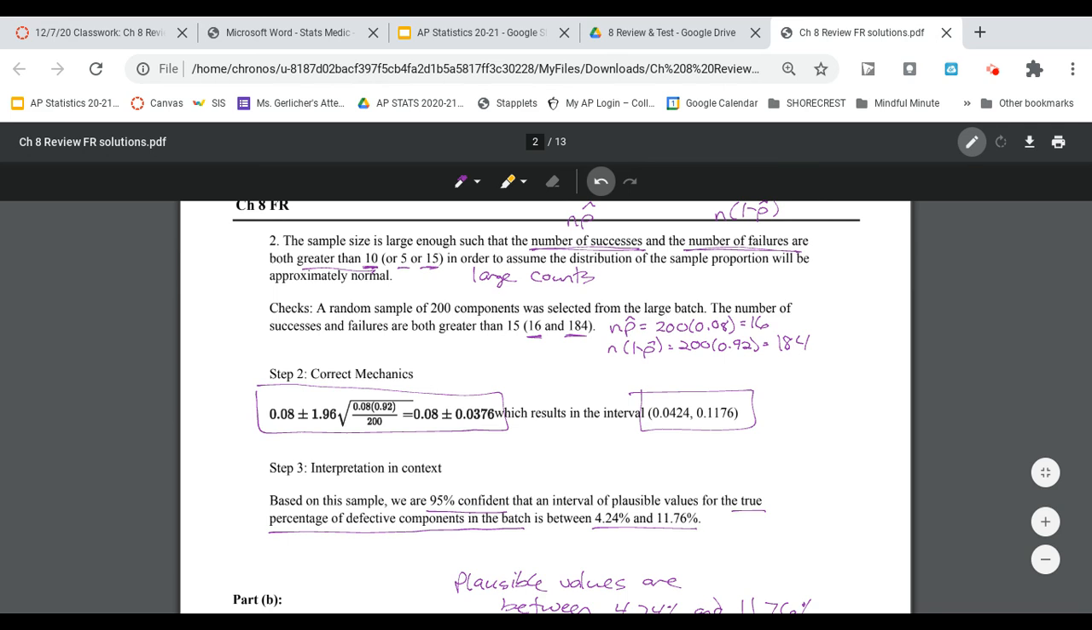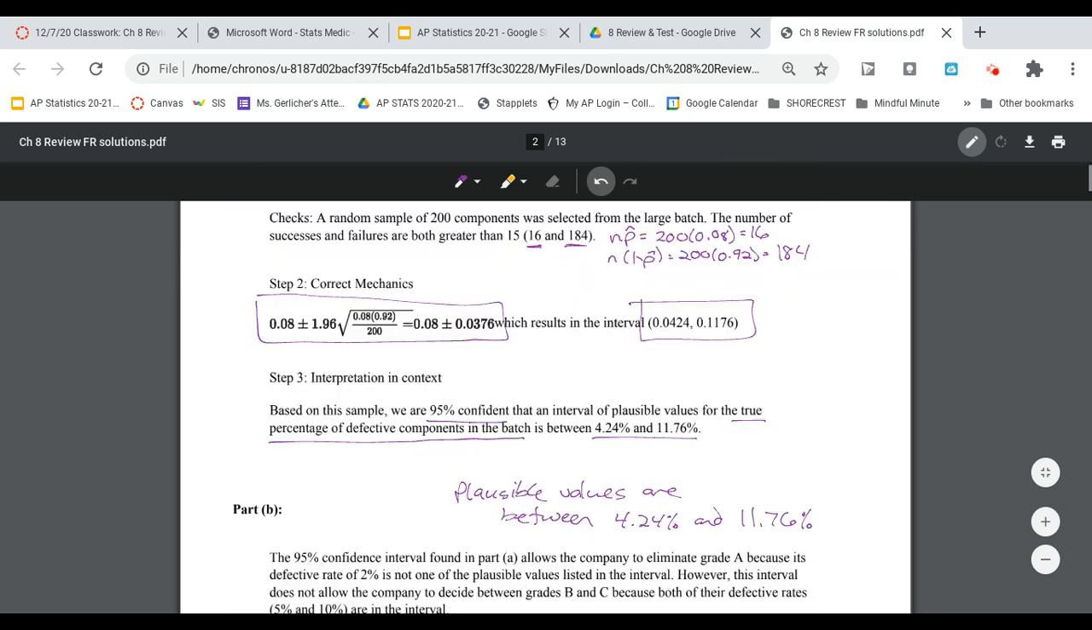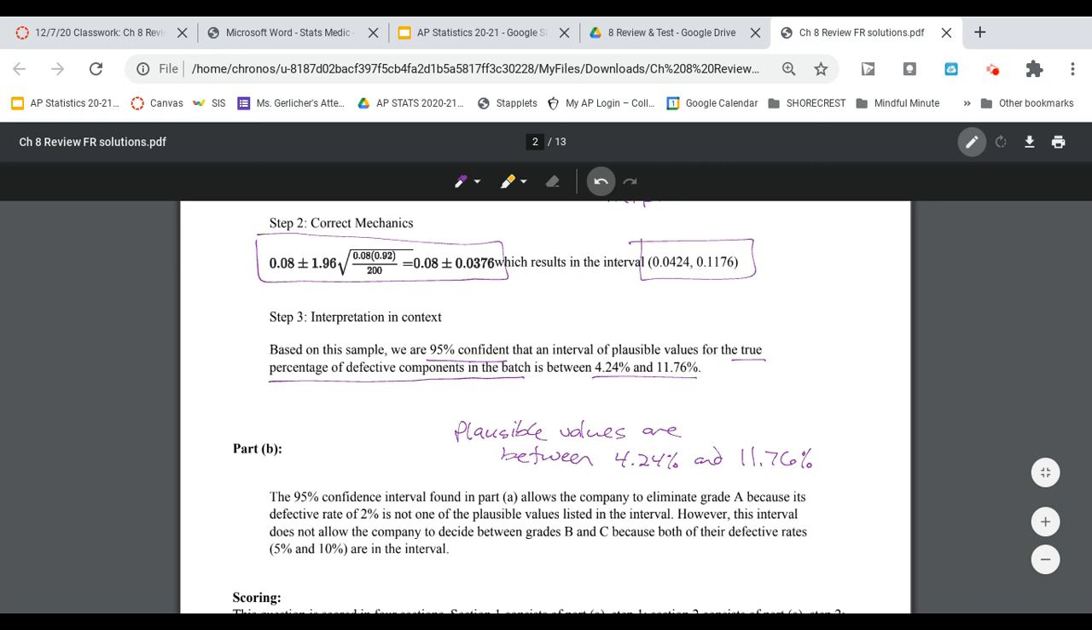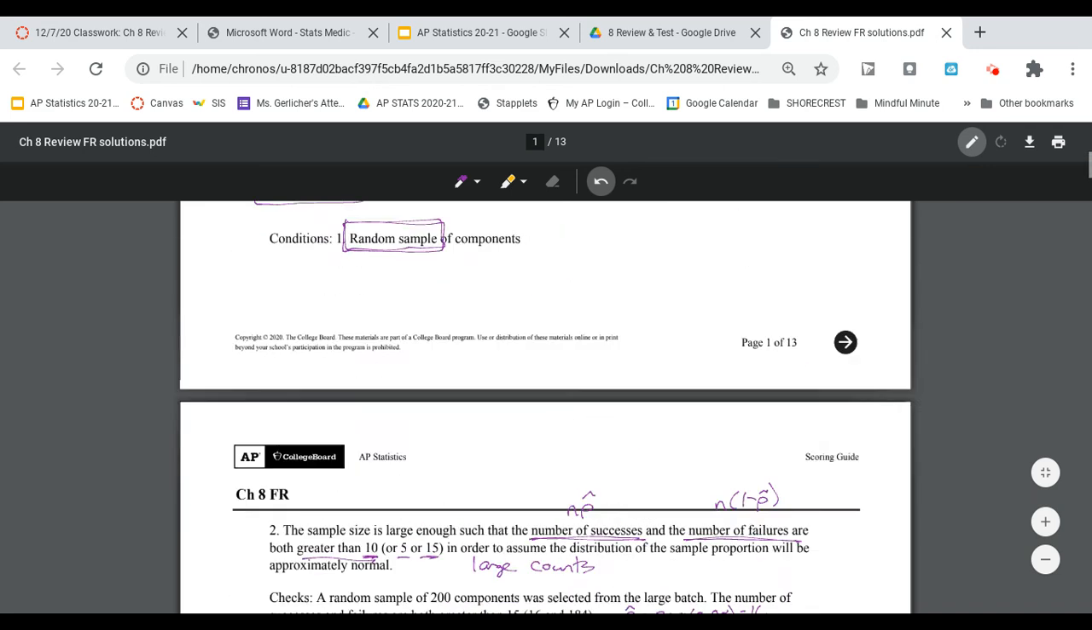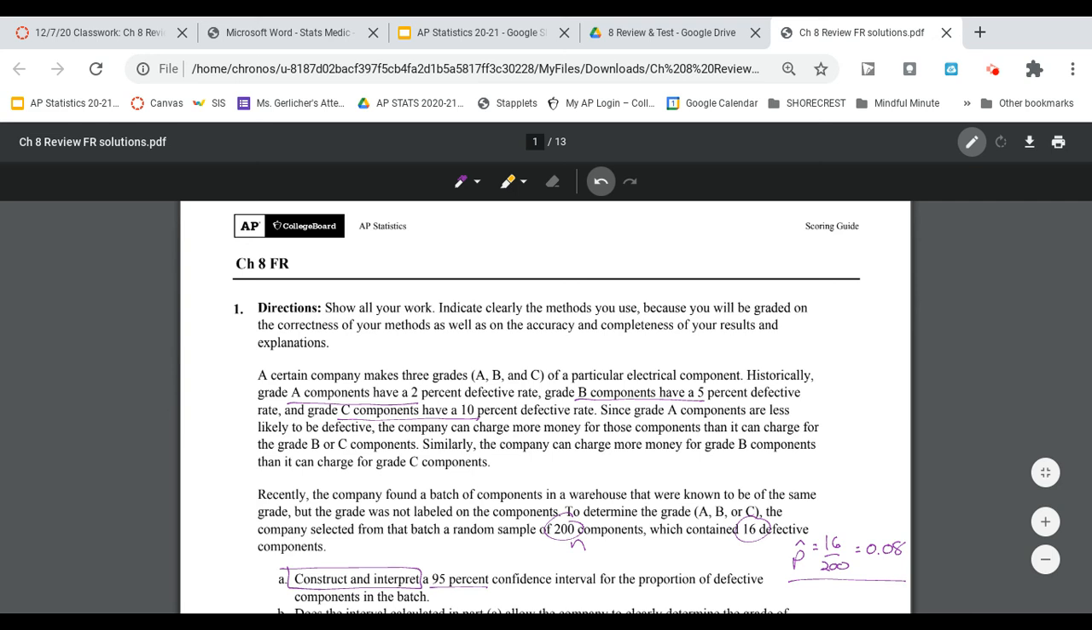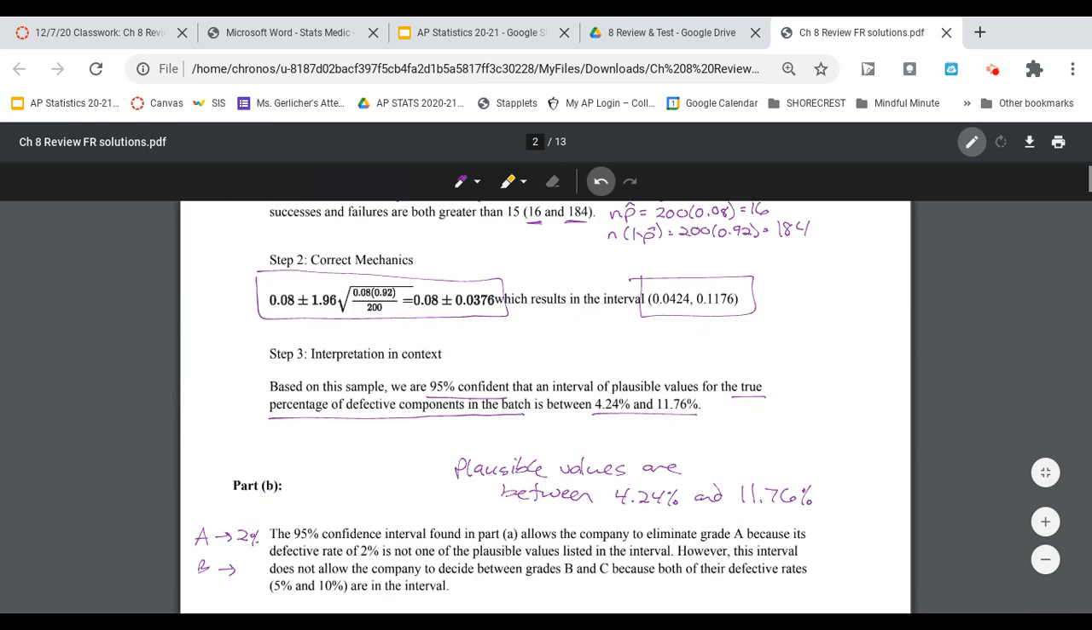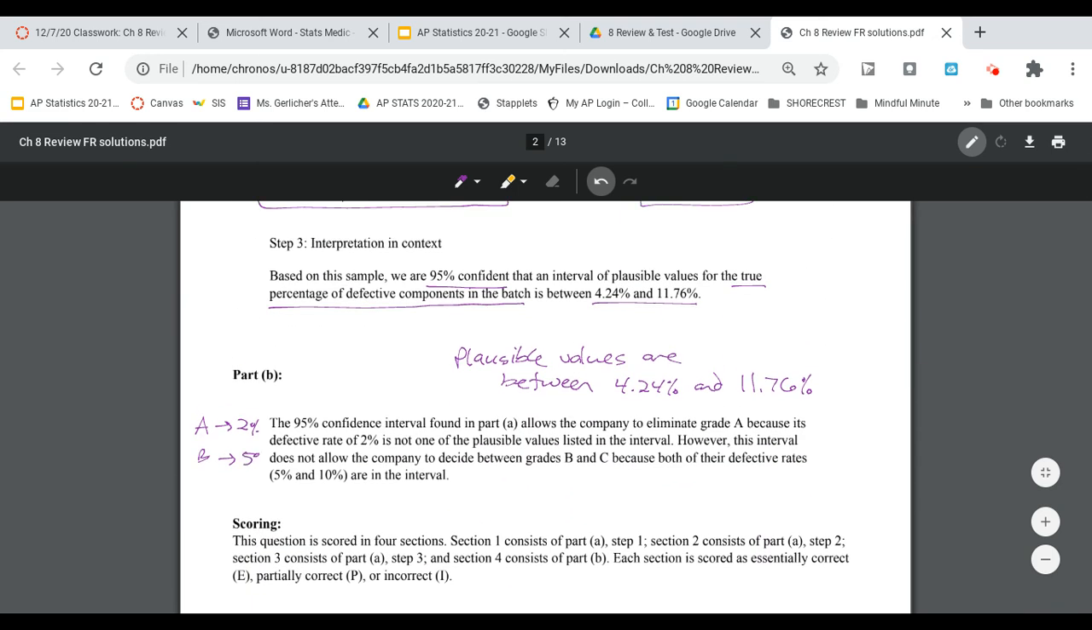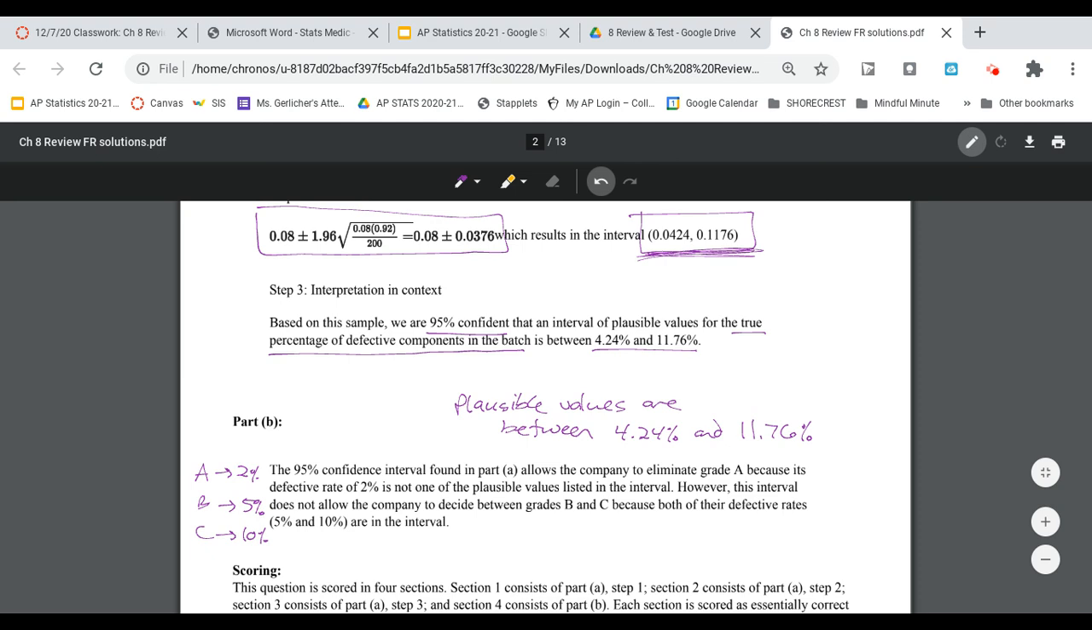Okay. Now for part B, they said, can you narrow it down between grade A, B, and C? So remember that grade A was 2%, B was 5%, and C was 10%. Well, we found from our interval up here that those are our plausible values. Those are the values that we're saying are reasonable to happen.